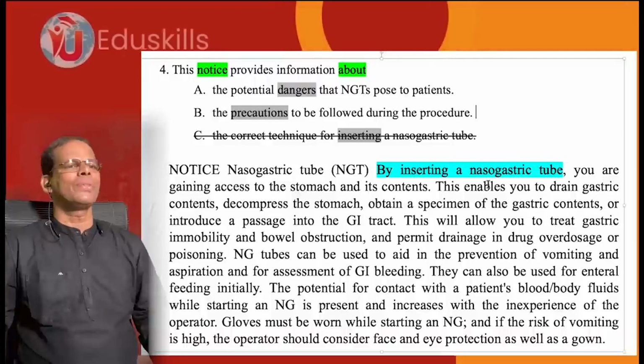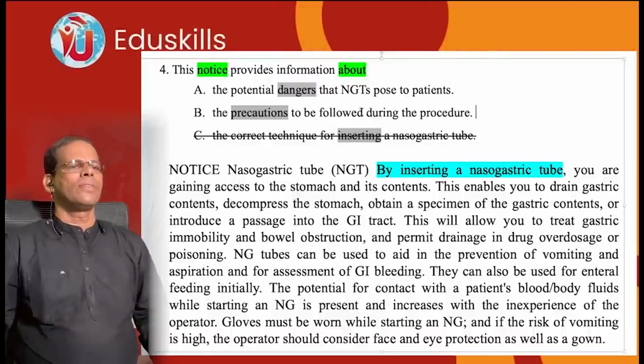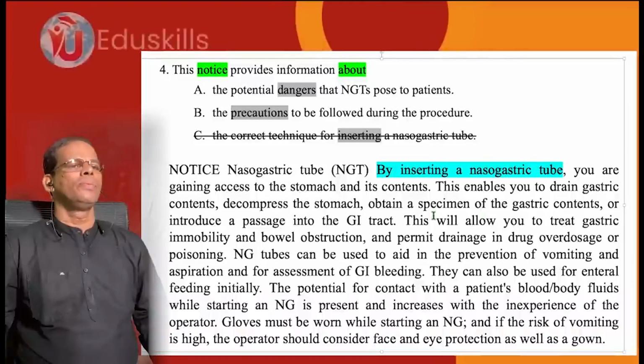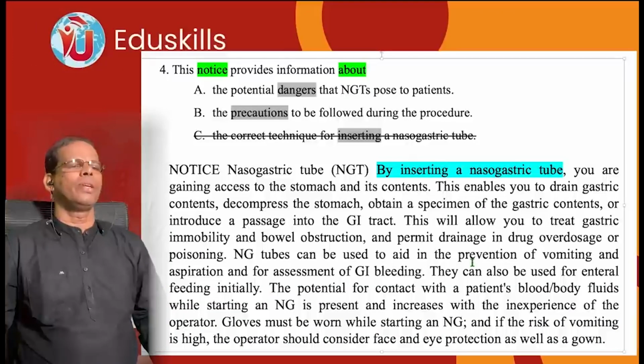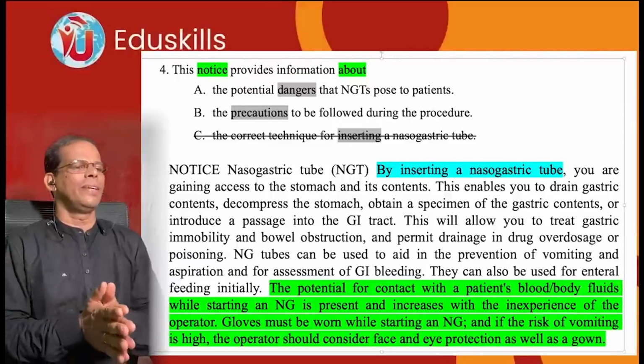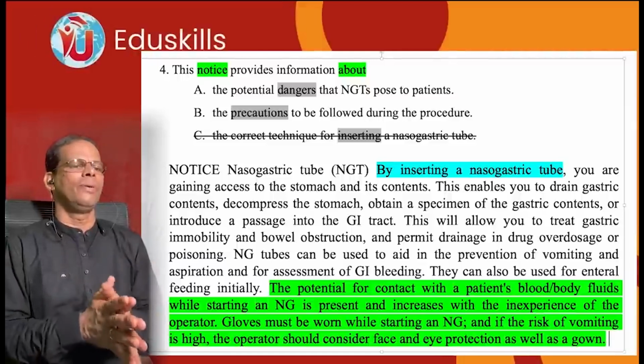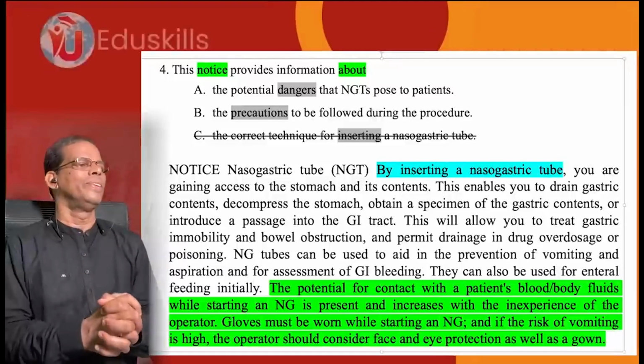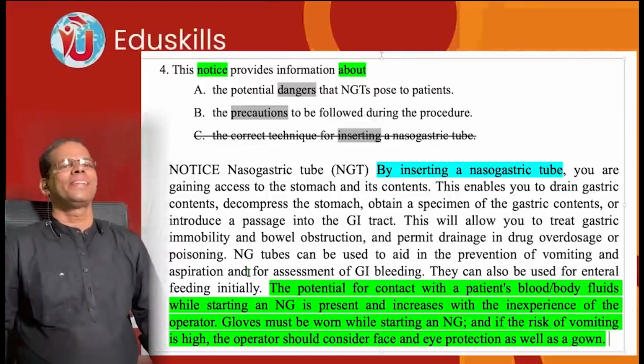Most of the time you have this technique being used. Now, potential dangers. Do they speak anything about dangers? No. Mobility and all those things. So all positive things are said, right? The potential for contact with a patient's blood and body fluids while starting an NG is present and increases with the experience of the operator. Gloves must be used. What does this speak of? Precautions. Yeah, clearly precaution, right? Gloves must be worn while starting an NG, and if the risk of vomiting is high, the operator should consider face and eye protection as well as a gown. So precautions.